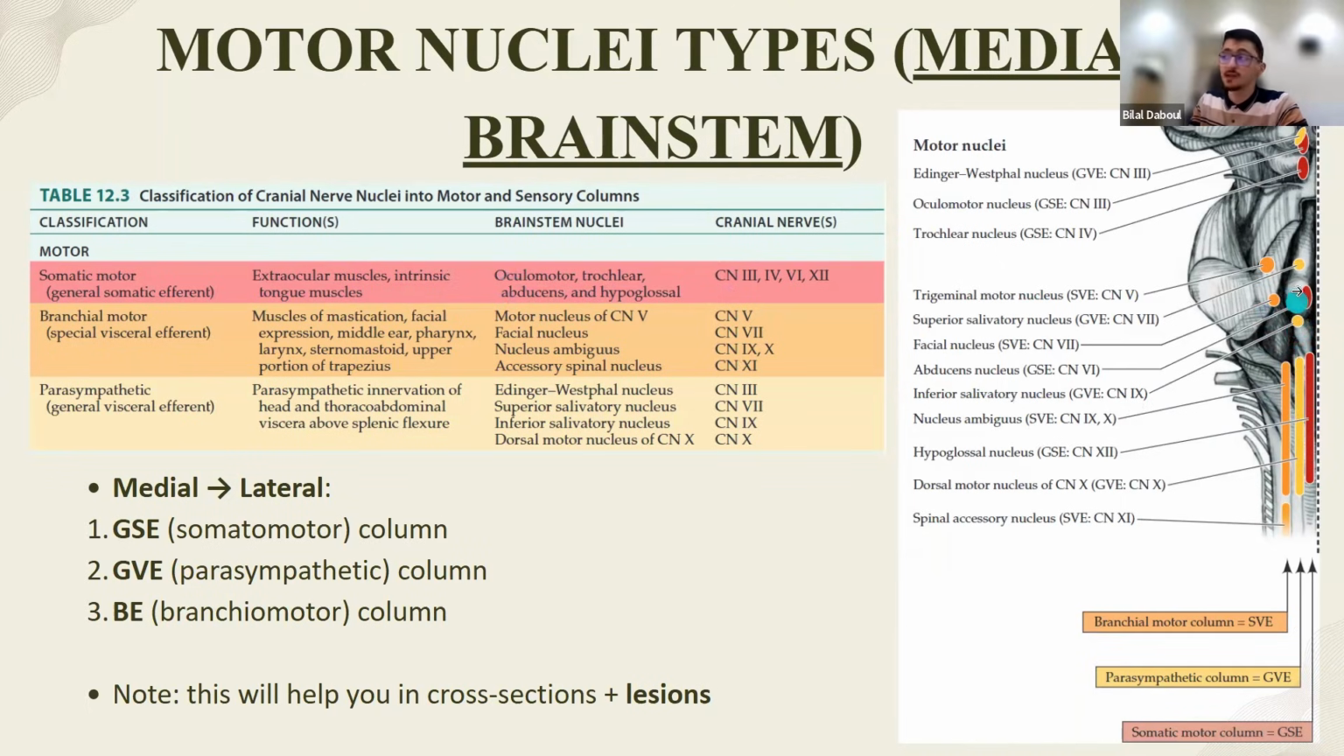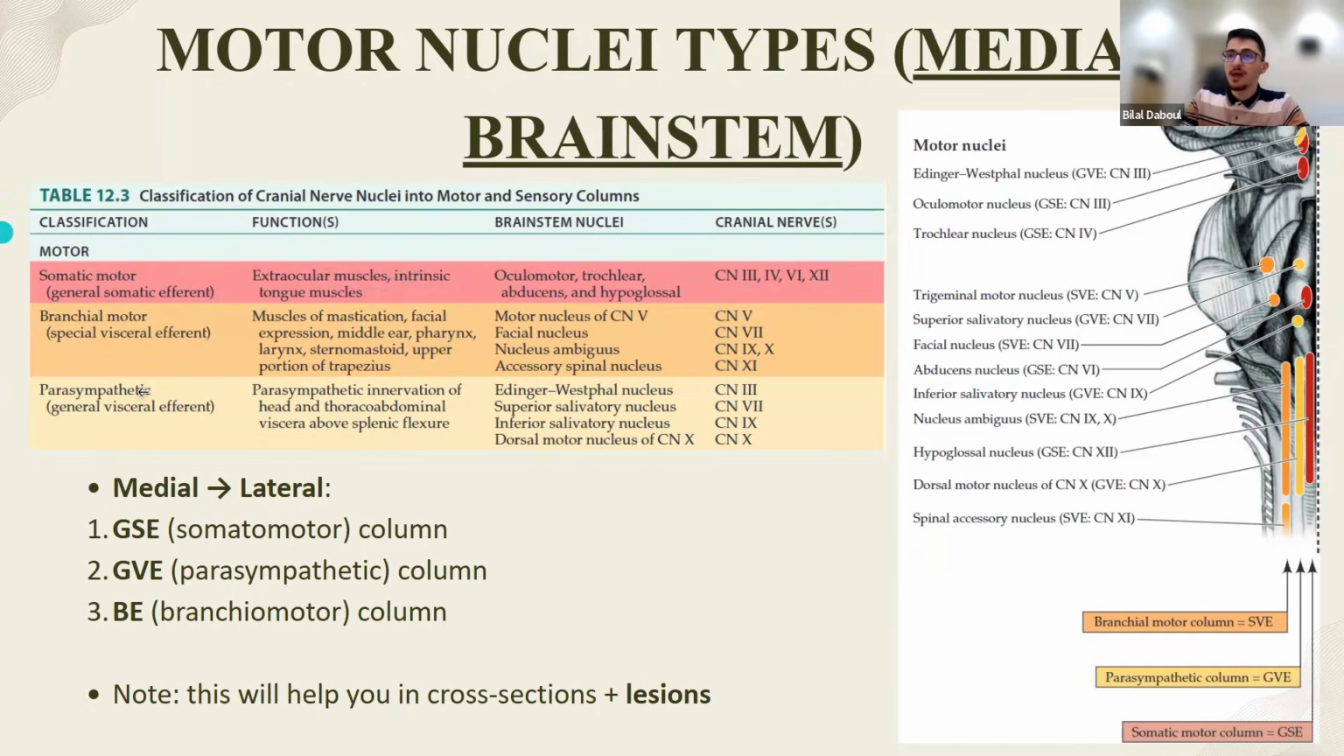The abducent nucleus sits within the pons. Again, it supplies the abducent nerve with the GSE fibers, the general somatic efferent fibers, to innervate the lateral rectus muscle, if you recall. Again, the associated cranial nerve fibers with the somatic motor column include cranial nerve 3, the oculomotor, trochlear, abducent, and hypoglossal.